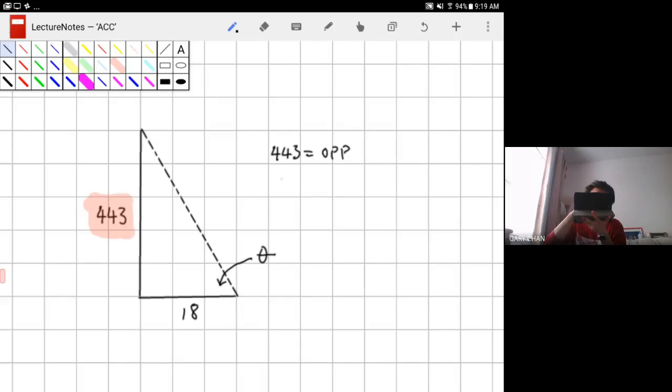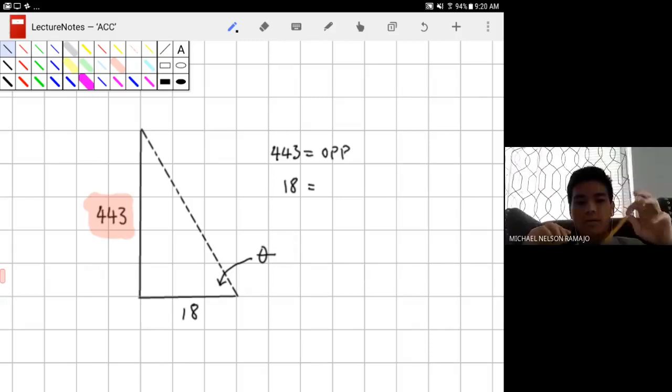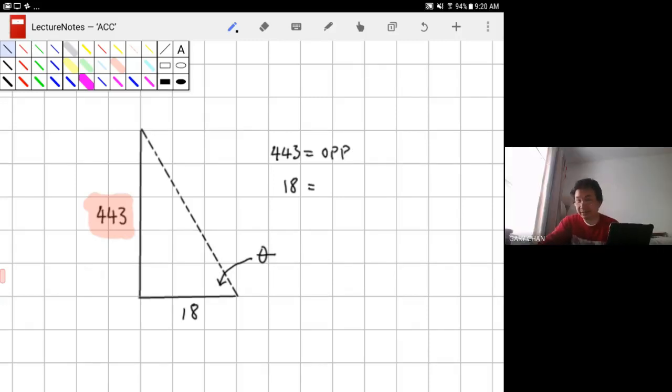Michael, 18, is that next to angle theta or is that facing angle theta? Next to, okay? A synonym for next to is adjacent to. So that's why we call that adjacent. So side 18 is adjacent. So we're dealing with opposite to adjacent.